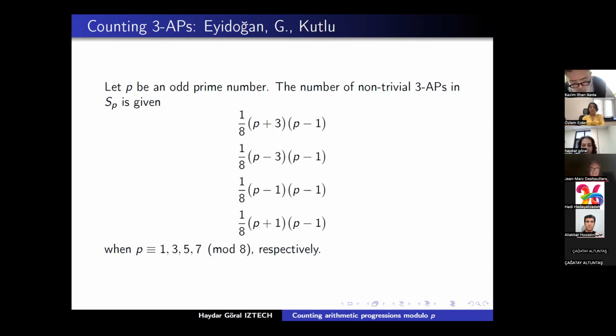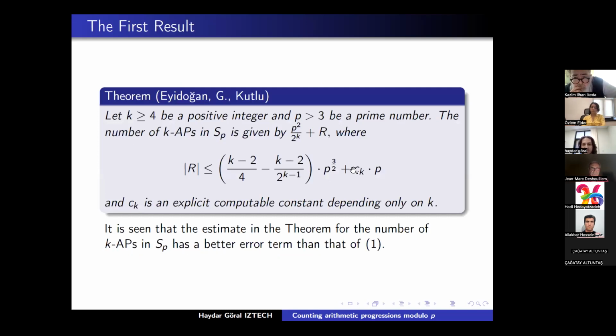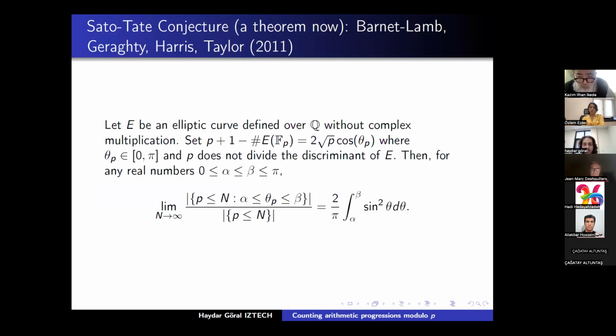Of course, the second question is, you find the main term and the error term. So is the error term necessary? Can you make it smaller? For example, in the literature, it is k minus 1 times this number. Here we improve the constant, not the function, but maybe you can also improve the function. You can replace this function p to the 3/2 with a smaller function. Is it possible? To explain this, first, let me mention the big result of Barnet-Lamb, Geraghty, Harris, and Taylor.